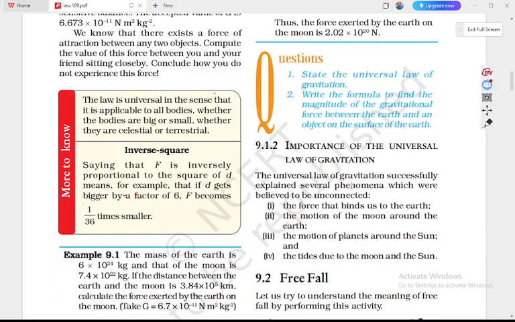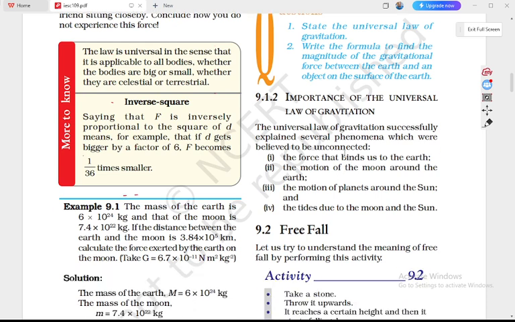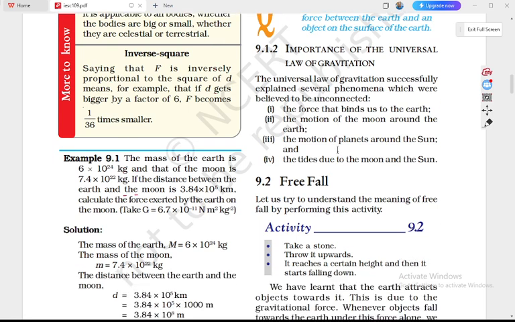Next question: state the universal law of gravitation. Write the formula to find the magnitude of the gravitational force between the earth and an object on the surface of the earth. Importance of the universal law of gravitation: it successfully explained several phenomena which were believed to be unconnected.